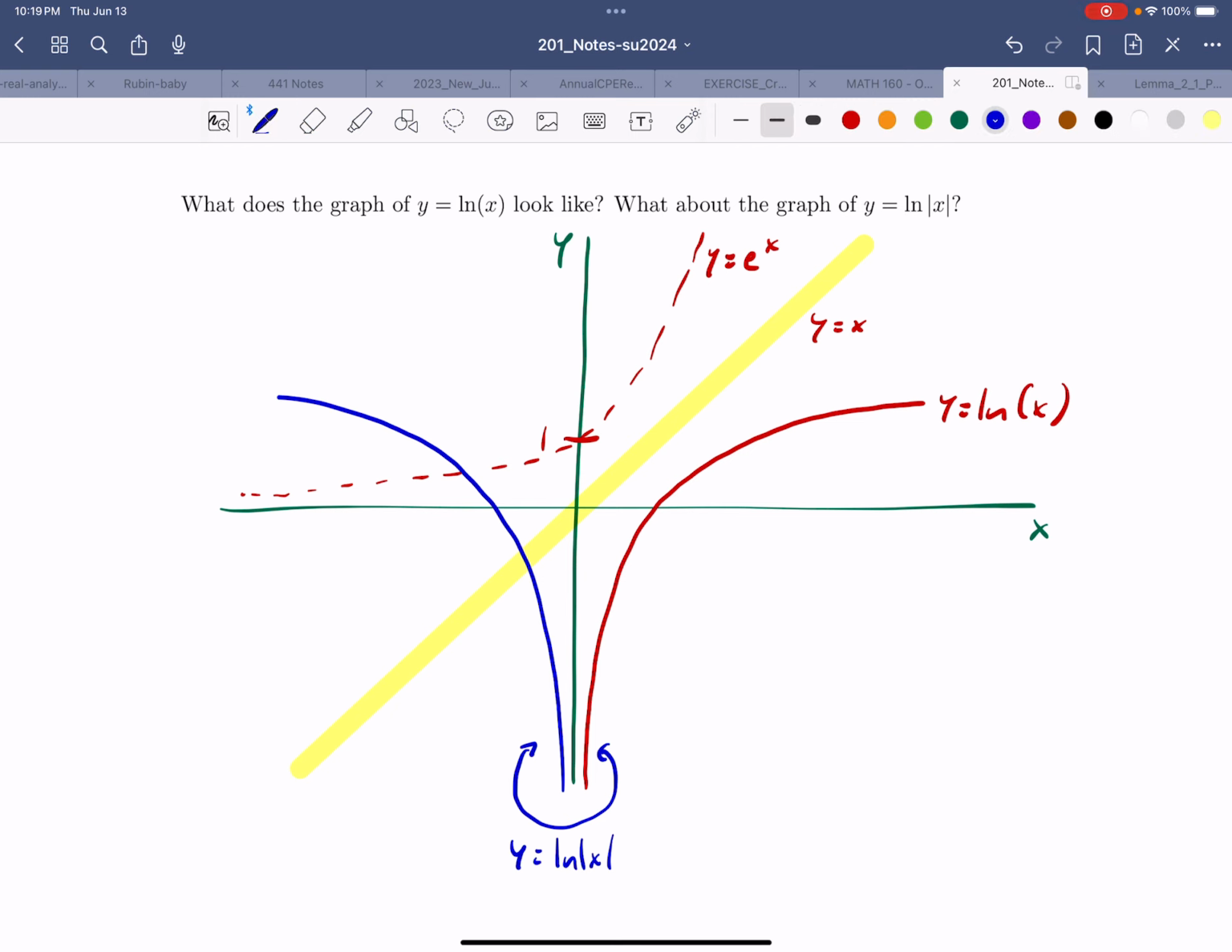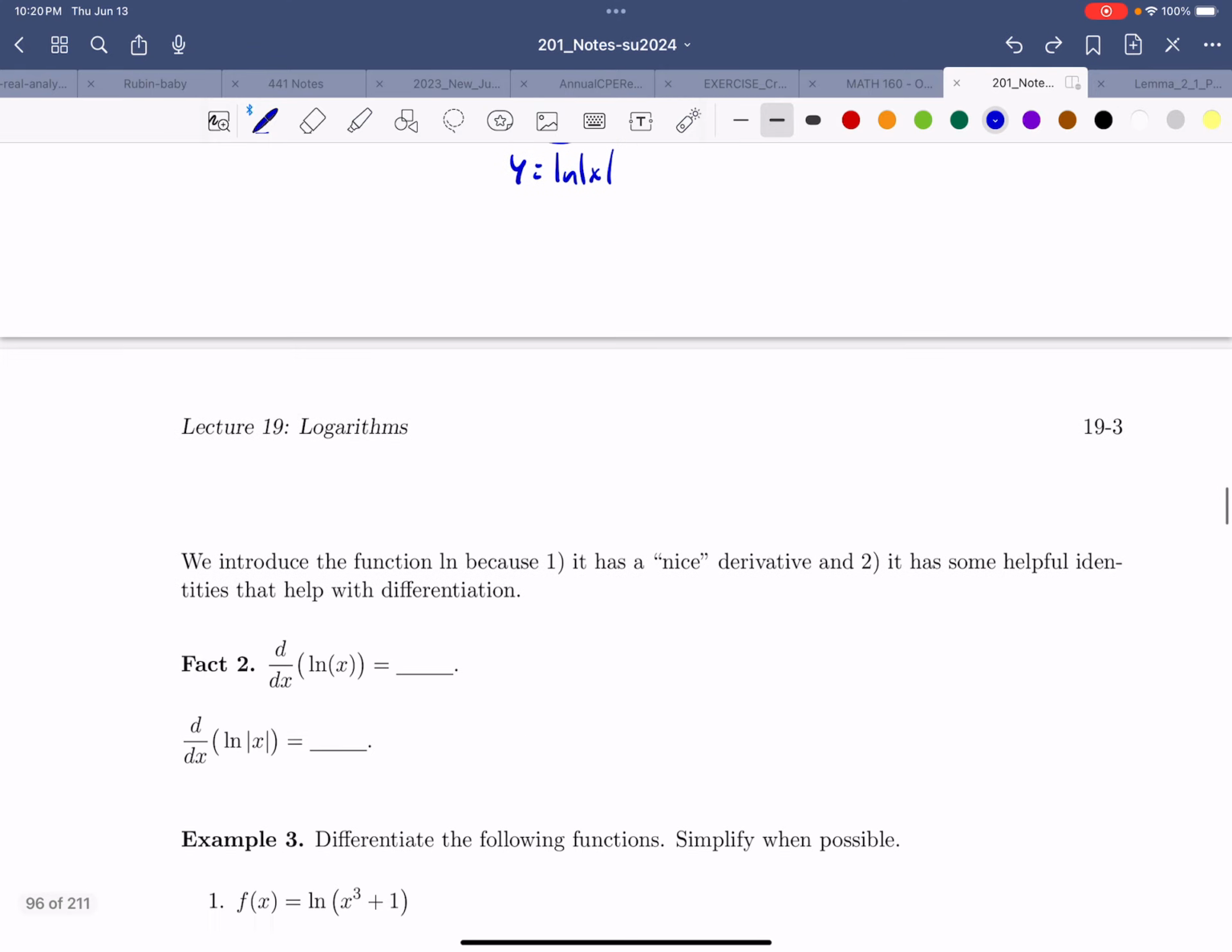And we do have a vertical asymptote. Regardless of whether we're talking about the absolute value or not, x equals 0 is a vertical asymptote, because we're not allowed to plug in 0. And note that the same way that e to the x gets really, really close to 0 as x approaches negative infinity, ln of x approaches negative infinity as x approaches 0. So just something to keep in mind. Those are definitely graphs you should know.